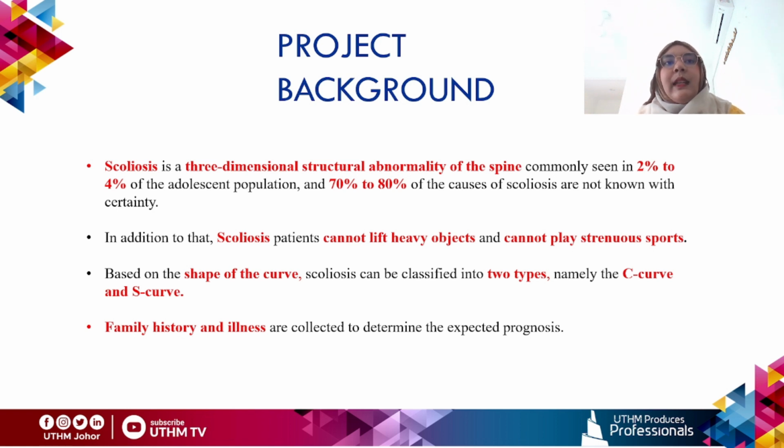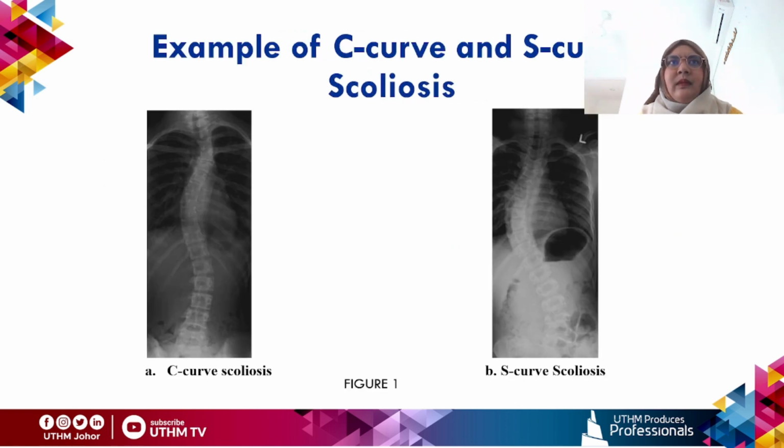Family history and illness are also collected to determine the expected prognosis. This is an example of C curve and S curve scoliosis.